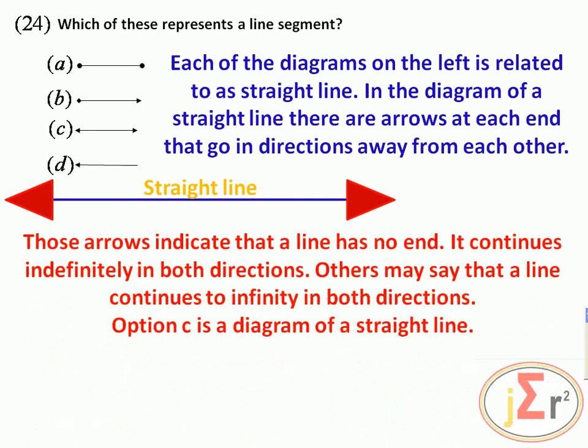Those arrows indicate that a line has no end. It continues indefinitely in both directions. Indefinitely means it will continue on and on and on. Others may say that a line continues to infinity in both directions. Option C is a diagram of a straight line, as you can see, with the arrows at both ends that point away from each other. That is the diagram of a straight line.